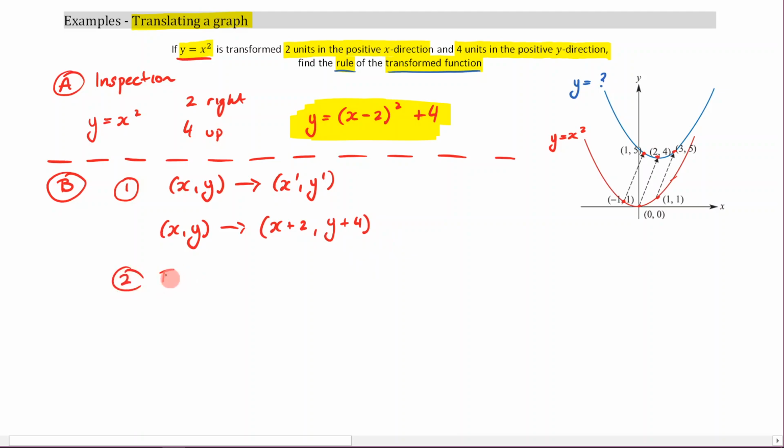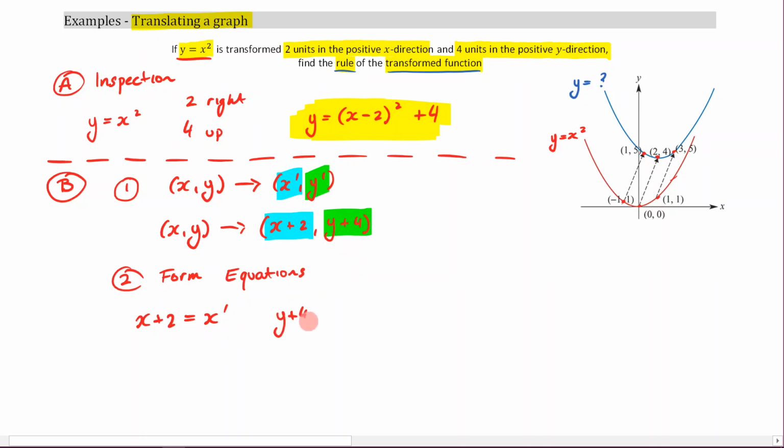Step 2, we're going to form equations. So what we're going to do is this. We're going to say, hey, x dash is equal to x plus 2, that we know. And we also know that y dash is equal to y plus 4. So we're going to create an equation on that. We know that my new x position is x plus 2, and we call that x dash. And we know that our new y position, y plus 4, is y dash. So that's what we know. And that's our second step.